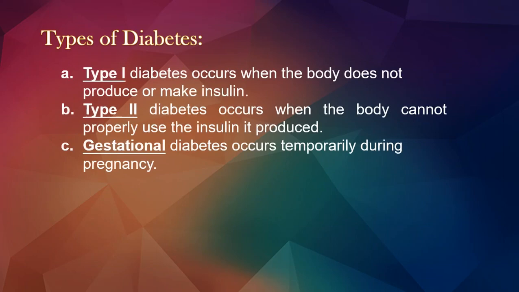Okay, so we have different types of diabetes. Number one, type 1 diabetes occurs when the body does not produce or make insulin. Okay? So, hereditary siya. Hindi talaga yung katawan mo, yung pancreas mo, hindi nag-produce ng insulin. Type 2 diabetes occurs when the body cannot properly use the insulin it produced. Nagpo-produce nga siya, pero hindi nagagamit, not functional yung insulin. Okay?